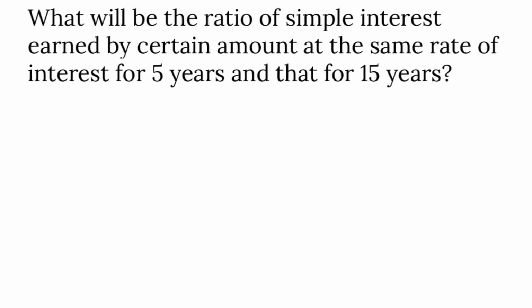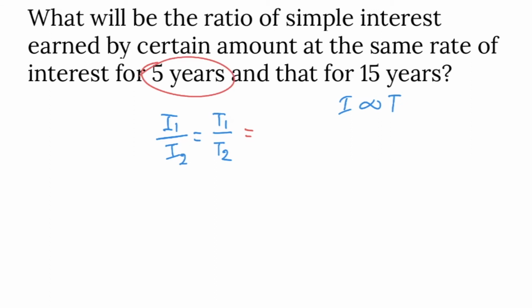What will be the ratio of simple interest earned on a certain amount at the same rate of interest for 5 years and for 15 years? Already told you, interest is proportional to time period. If more is the time, more is the interest. Here interest 1 by interest 2, as they are proportional, equals time period 1 by time period 2. Ratio of interest equals ratio of time periods. What is the first time period? 5 years. And time period in second case is 15 years. 5 by 15 is 1 by 3. So answer is 1:3.